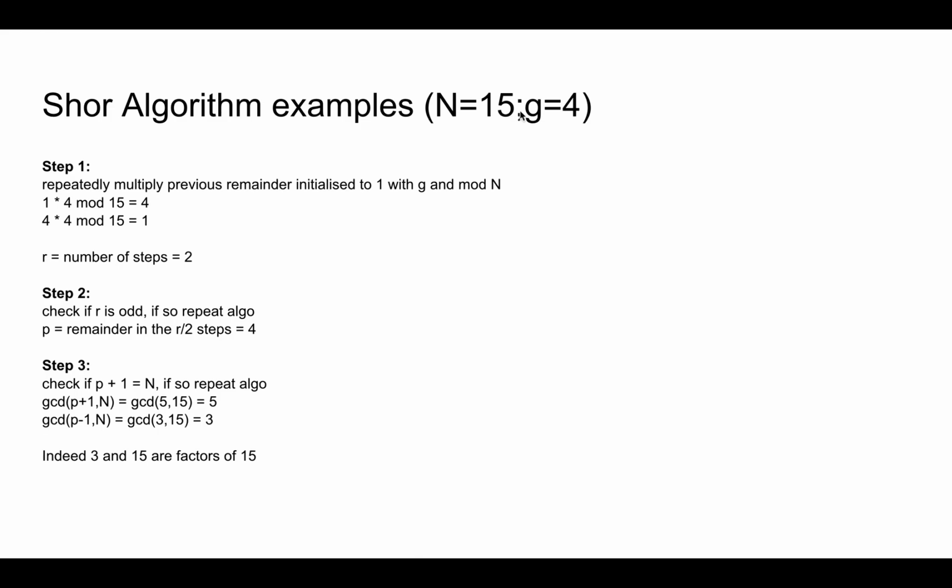As we can see, 4 is obviously not a multiple of 15 because the GCD of 4 and 15 is going to be 1. That means they are not a factor. 4 is not a factor of 15.